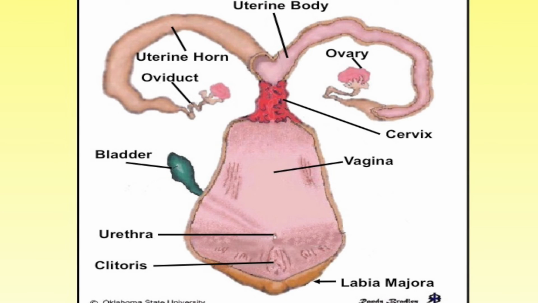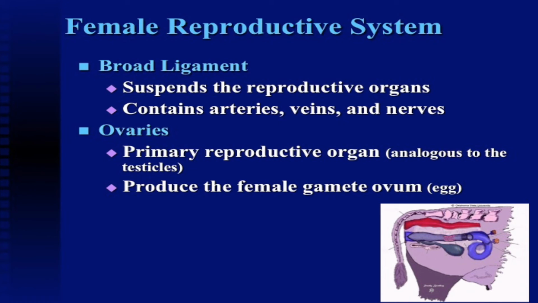Here's just another slide that talks a little bit more in detail of the tract and just an overhead perspective of it, outlining where the anatomy is in the cattle. So the female reproductive system, the broad ligament, its primary goal is to suspend the reproductive organs, and it's got the arteries, veins, and nerves that support that. The ovaries are the primary reproductive organ, similar to the testicles in the male, and they produce the female gamete, or the gamete ovum, or the egg that will eventually be released, and if sperm is present, fertilization can occur.